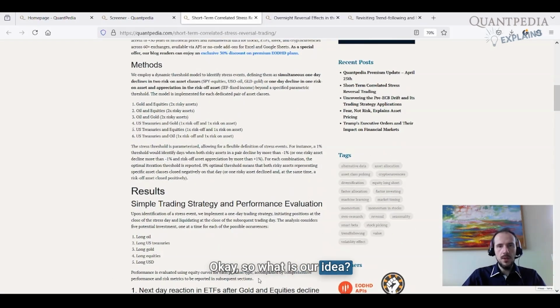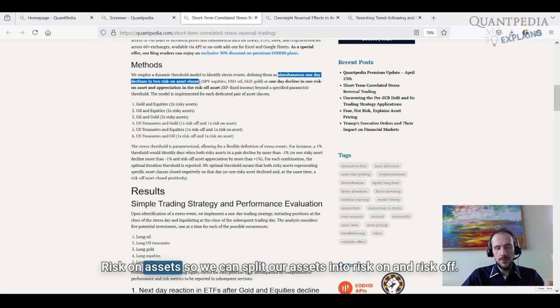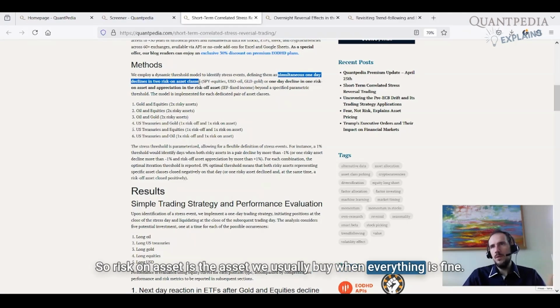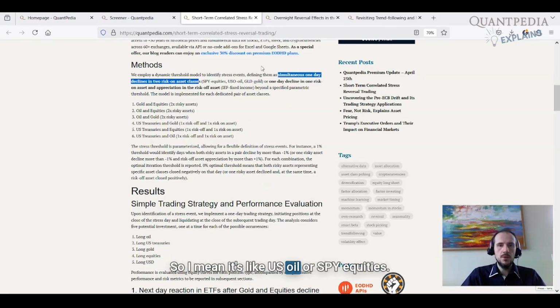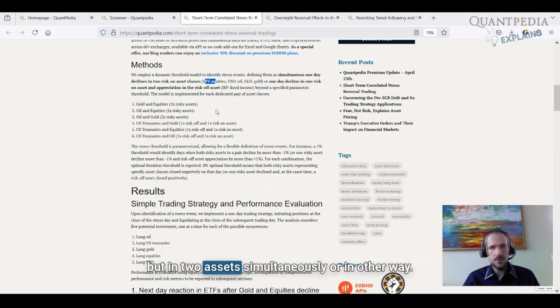Okay, so what is our idea? We employ a dynamic threshold model. We identify the stress events, and a stress event is defined as a simultaneous one-day decline in two risk-on assets. So we can split our assets into risk-on and risk-off. A risk-on asset is an asset we usually buy when everything is fine, like US oil or SPY equities. So what we are looking at is, what if we define the signal as a stress event not just in one asset but in two assets simultaneously?